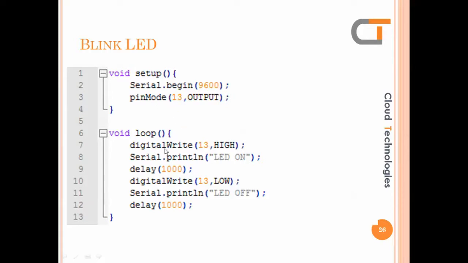So here digitalWrite(13, HIGH). We are using pin 13 and we are making the value HIGH. So we switch on the LED. Then we are printing on the console by using Serial.println "LED on", and we are using the delay function with 1000 milliseconds, equal to 1 second. So we are stopping the execution of the program here for 1 second.